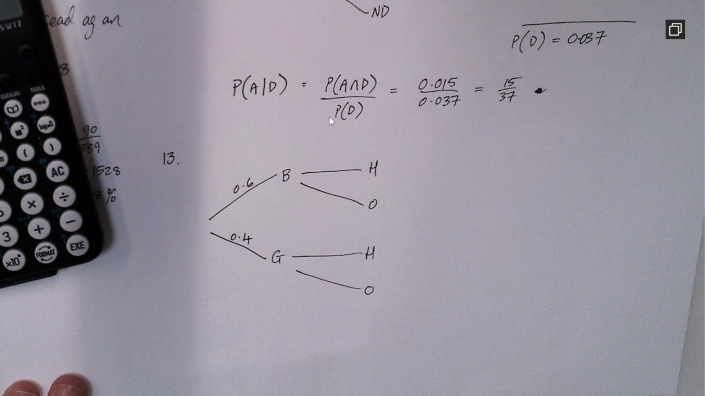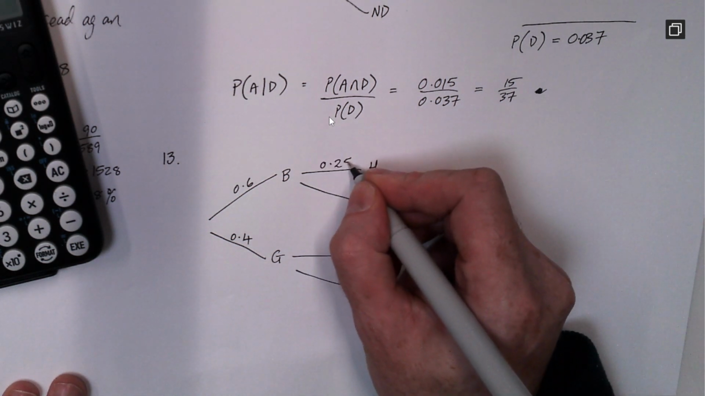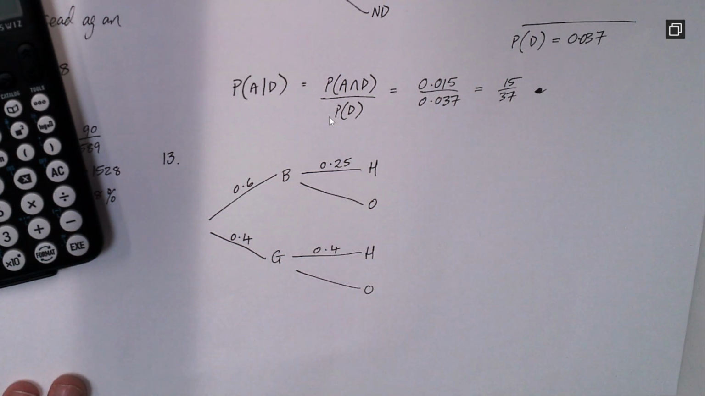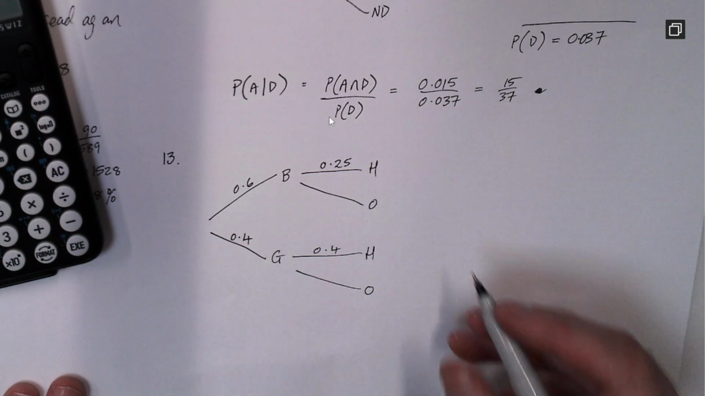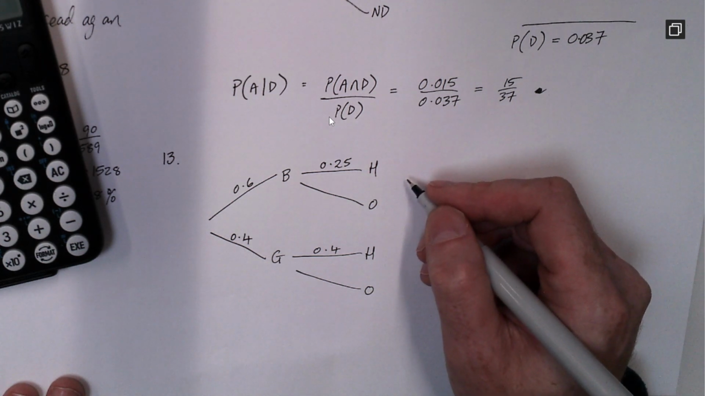25%, so 0.25, and that one is 40%, so 0.4. Okay? Now, that's the ordinary level. Right. Now, the rest, just look at the tree diagram here.